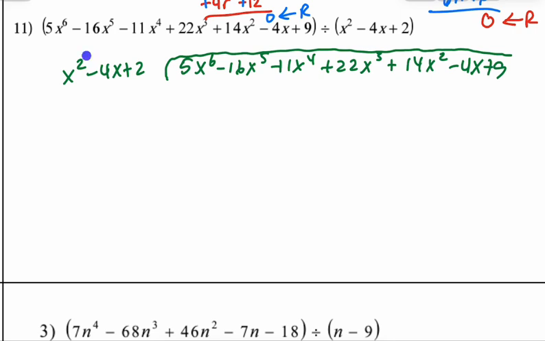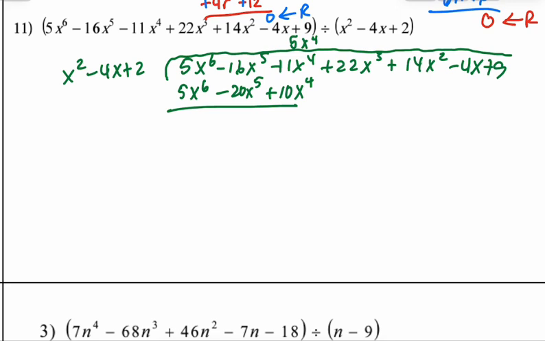So the first thing you do is compare these two. What would I multiply x squared by to get 5x to the 6th? Well, I need a 5, and I need an x to the 4th. So we're going to put this all the way down to the x to the 4th spot. So you need to notice I use 3 digits to get there, okay? And now I'm going to distribute to all 3 pieces. When I distribute, I get 5x to the 6th minus 20x to the 5th plus 10x to the 4th.